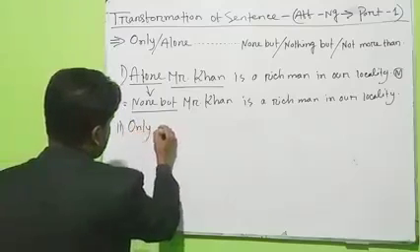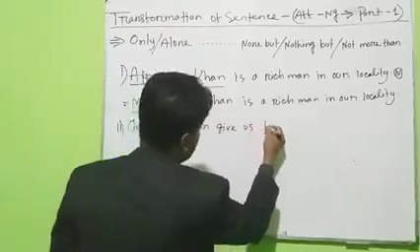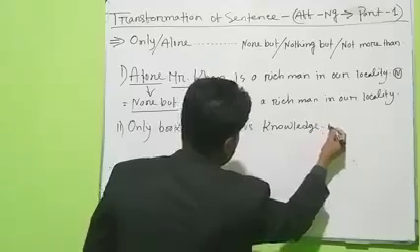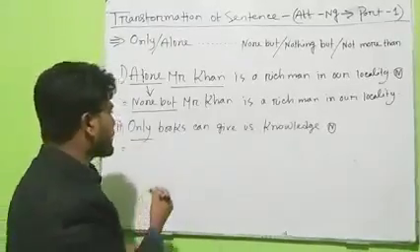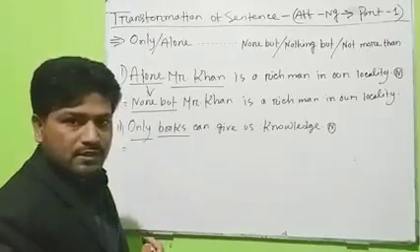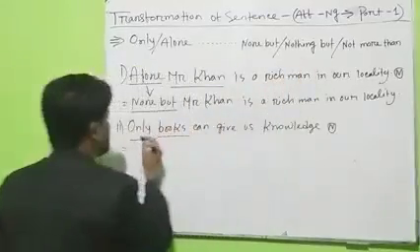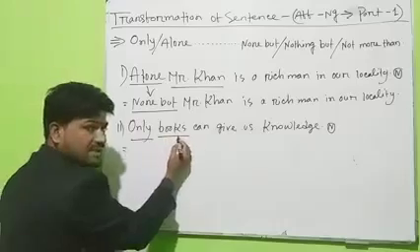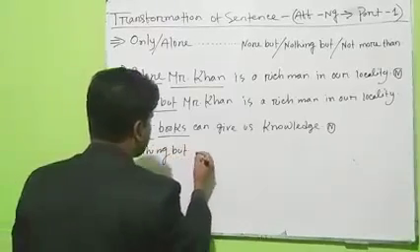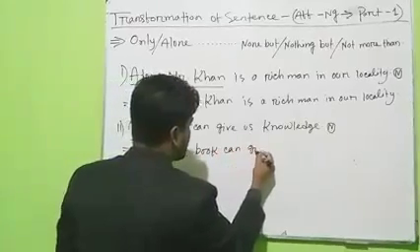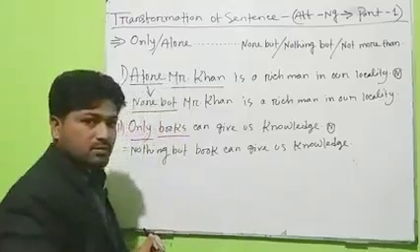Okay, and now let's go to example number 2. Only books can give us knowledge. You have to make it into negative. Dear learners, here the word only indicates the subject books. Here the books is a thing. So to make it into negative, you have to use nothing but instead of only, because here the subject indicates a thing. So nothing but. Nothing but books can give us knowledge. Okay, in this way you have to make it into negative.